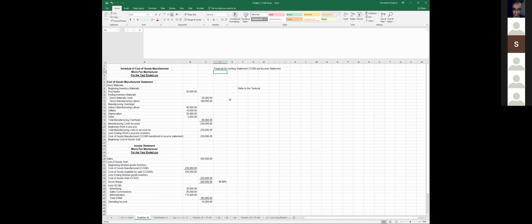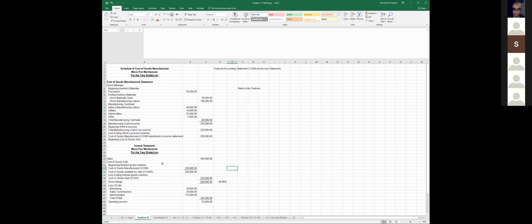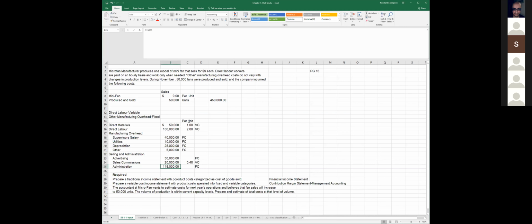Any questions? Pretty easy, right? Good practice. Okay. Anybody want to attempt to do the contribution statement? The only difference with contribution is that we're now accounting for variable costs and fixed costs. So we've identified them. Let's see what it looks like.